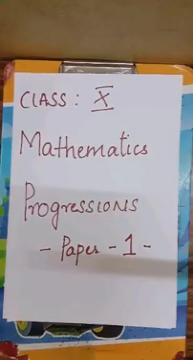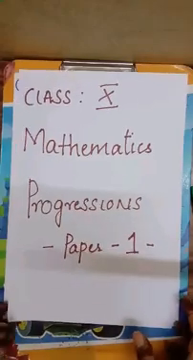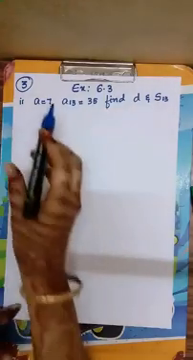Problems. Let's start our today's class. Progressions from paper 1. Exercise 6.3, third bit, second question. Given A is equal to 7, A13 is equal to 35, you have to find D and S13. What is given?